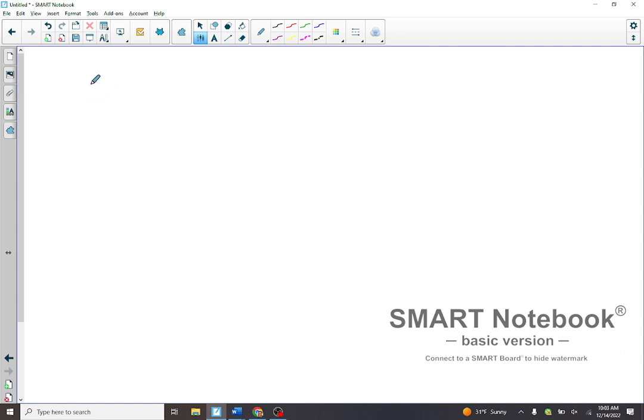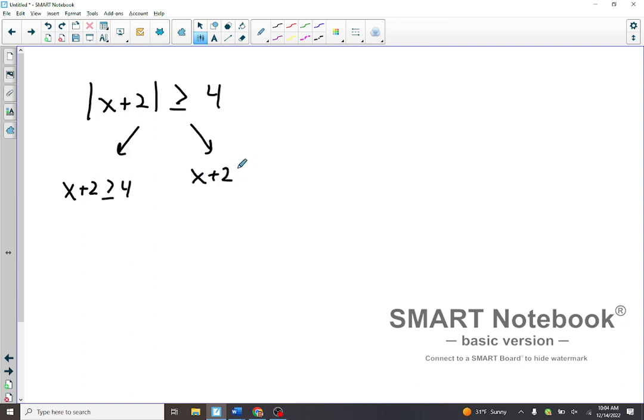Also in the absolute value category, let's make it simple. The absolute value of x plus 2 is greater than or equal to 4. You're going to split it as 2 separate things. X plus 2 is greater than or equal to 4. But when you do the negative version, you have to flip the sign, so x plus 2 is less than or equal to negative 4. We will graph this at the end.